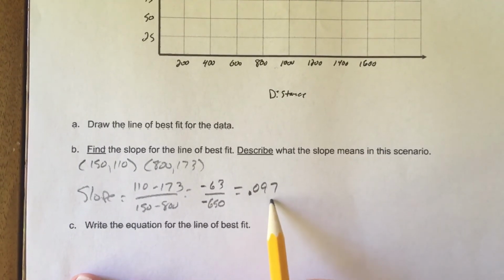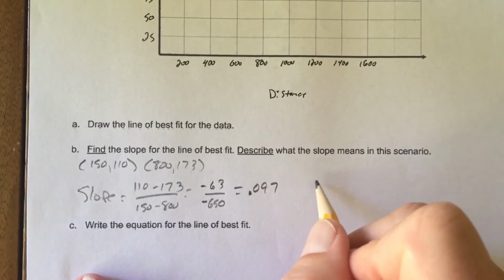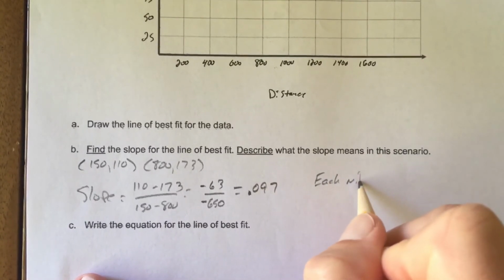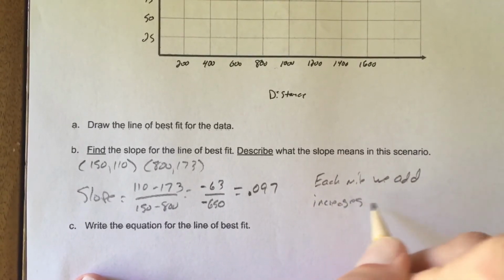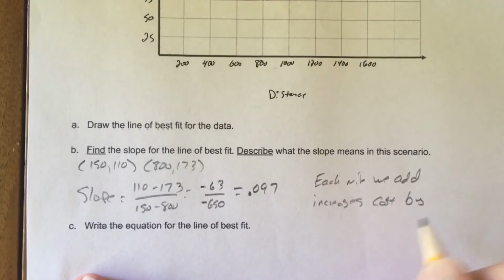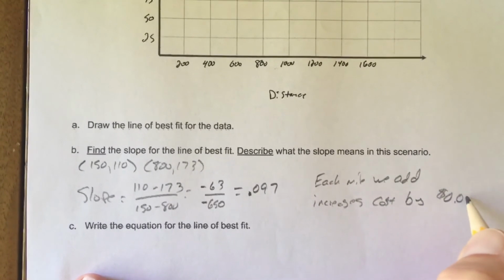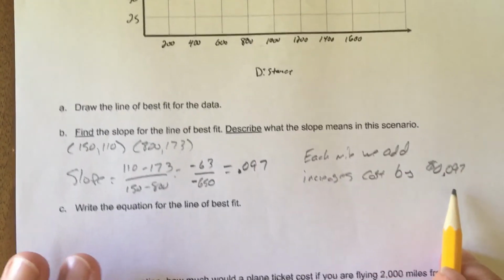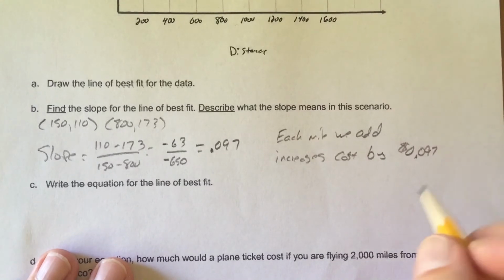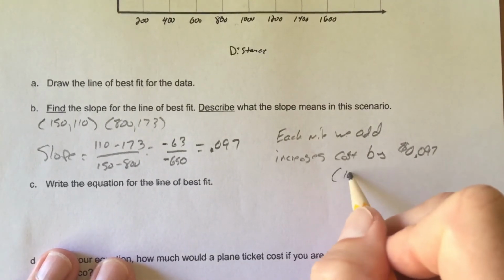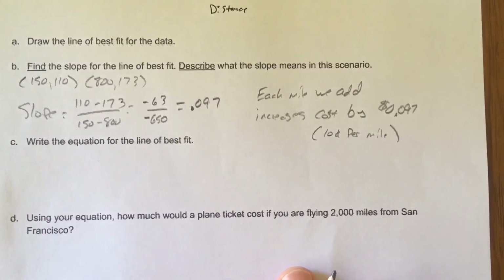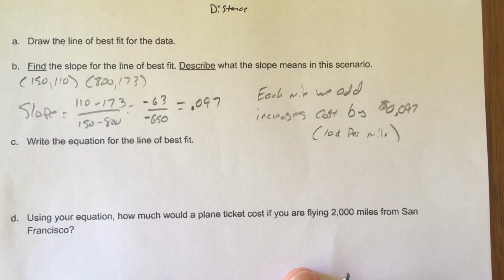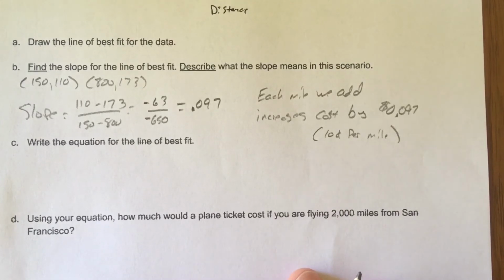Okay, now what the heck does that mean? Well, it means that each mile we add to our trip increases the cost by 0.097. So basically just about 10 cents, right? If you had to really say this in real terms that makes the most sense, we'd say about 10 cents per mile is what this is saying, okay? So you add 10 miles to your trip, you're adding $1 to your ticket. Add 100 miles to your trip, you're adding $10 to your ticket. That's in essence what we're saying here, okay?